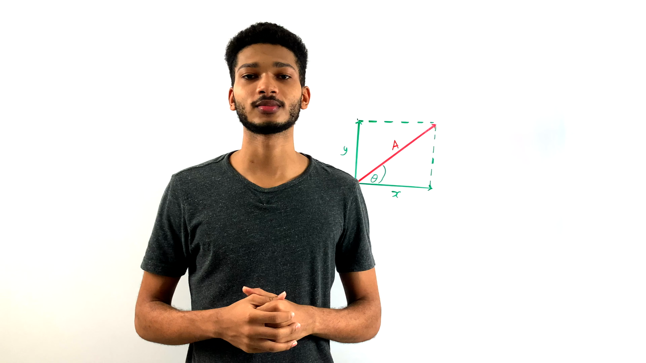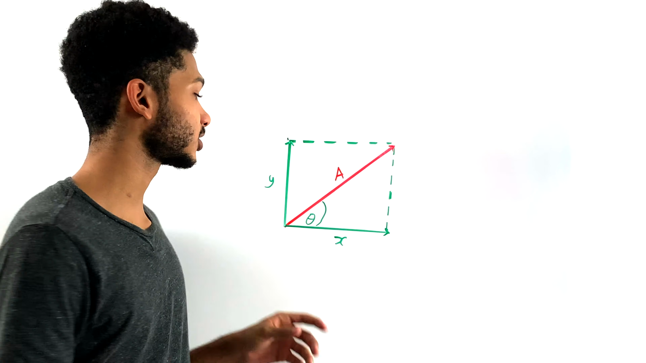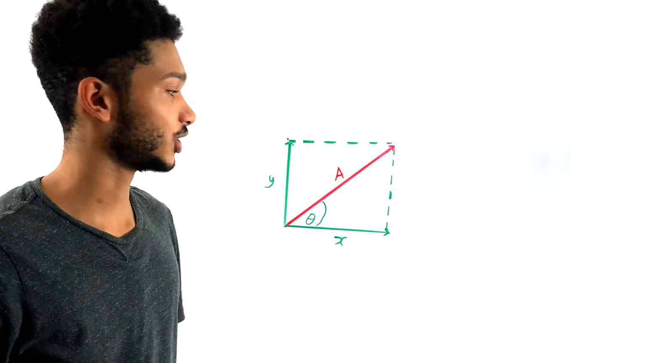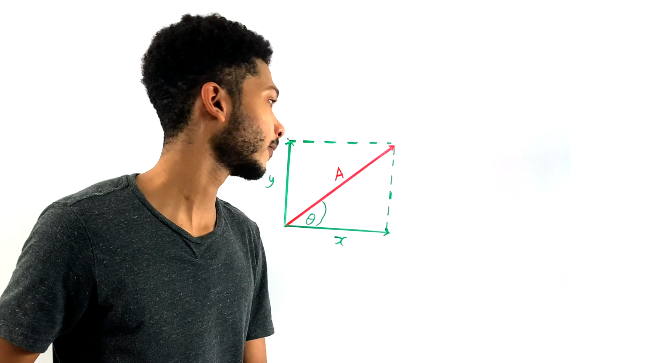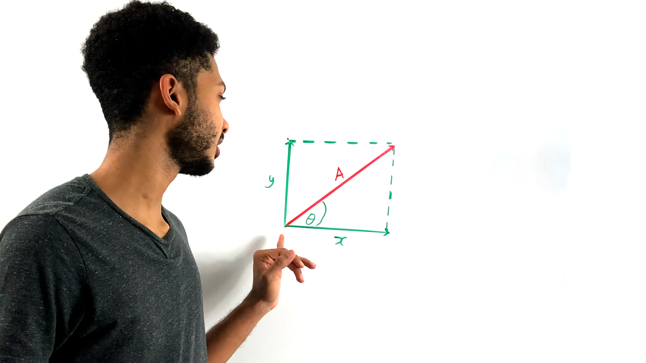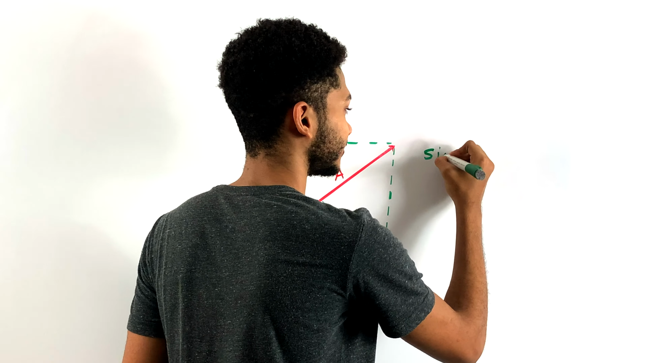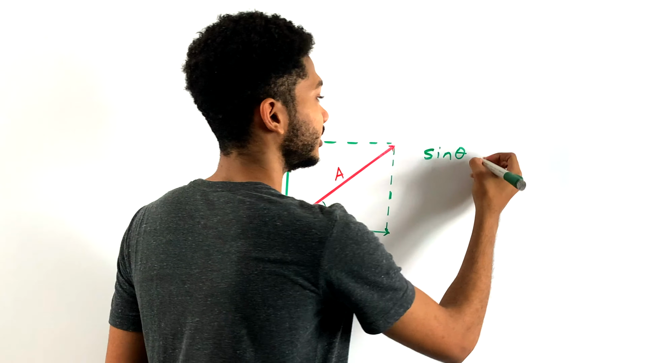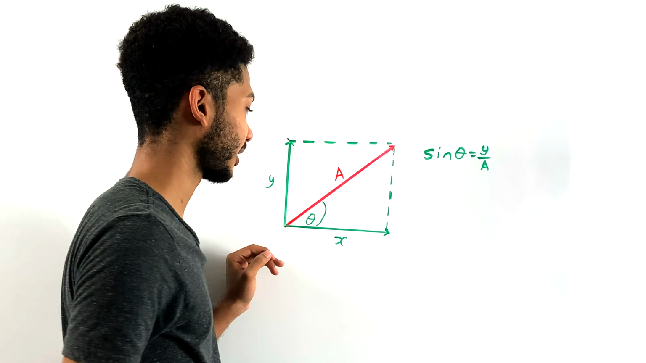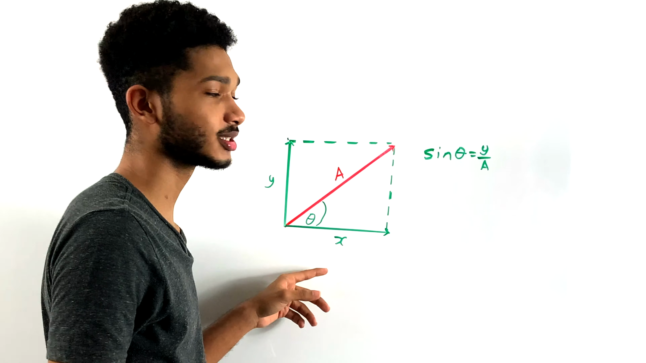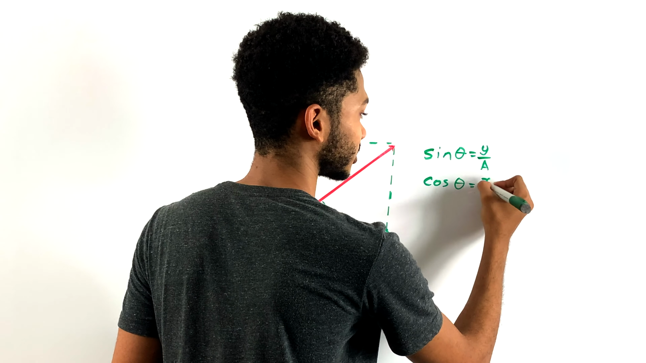37 degrees. And to finish off vectors, I will be showing you a technique called resolving vectors. This is where vector A can be written as the resultant force of two perpendicular vectors, y and x in this case. In order to find y, you can use sine theta is equal to y over A. In the case of x, cosine theta is equal to x over A.